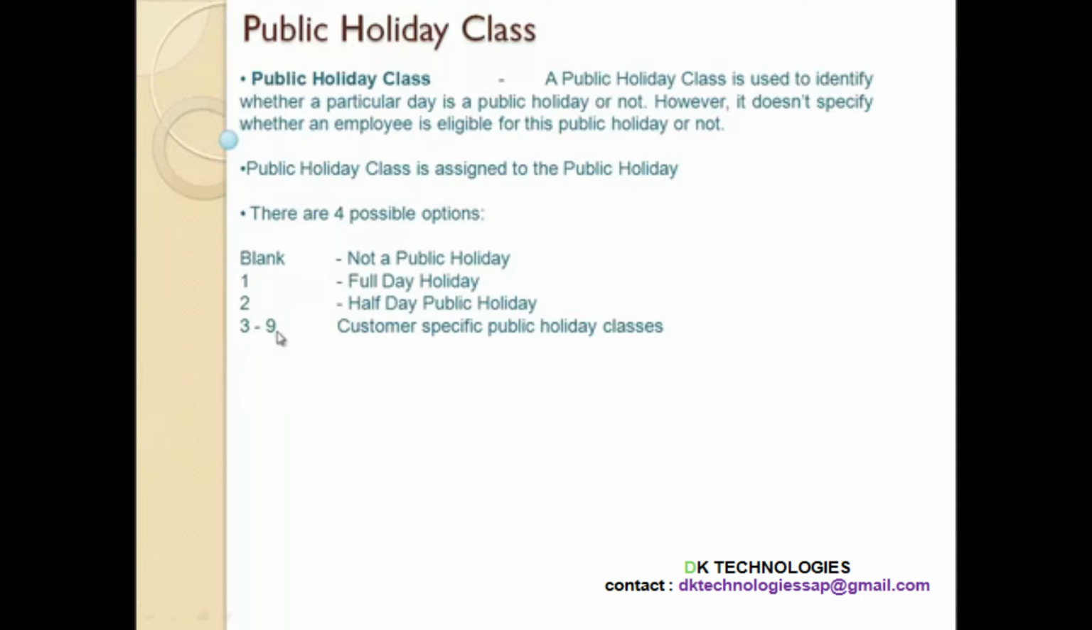Now numbers 3 to 9 are basically given for customer specific public holidays. For example, your company has some of its own holidays, like company formation day or something, so they want to utilize that particular holiday class in a different way, so they can use these 3 to 9.